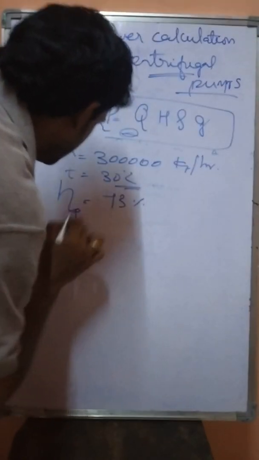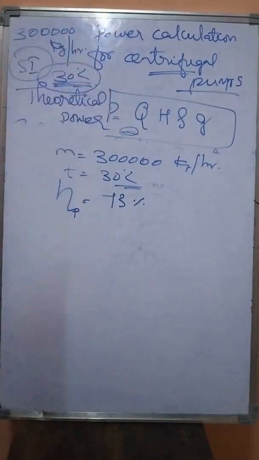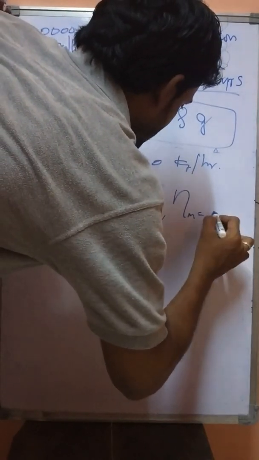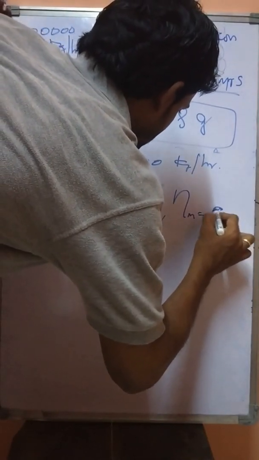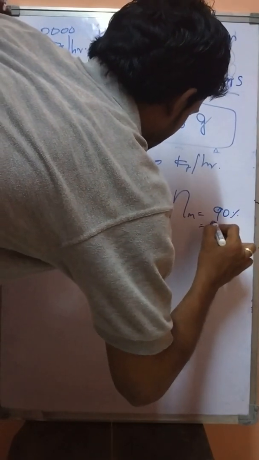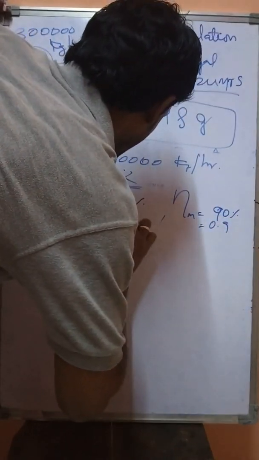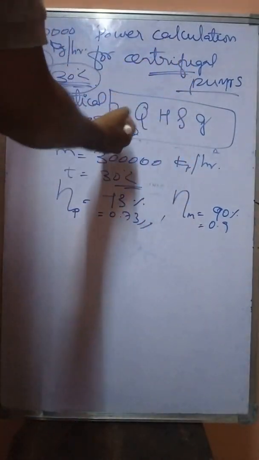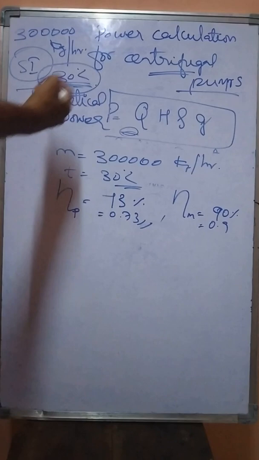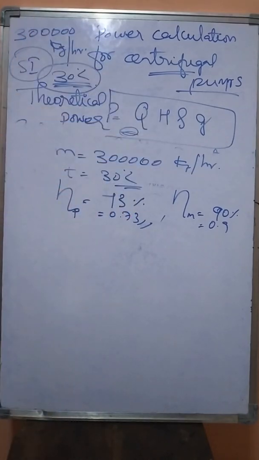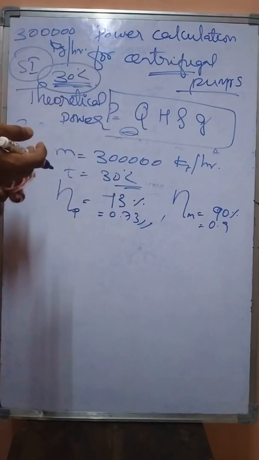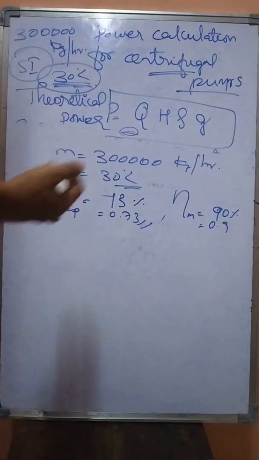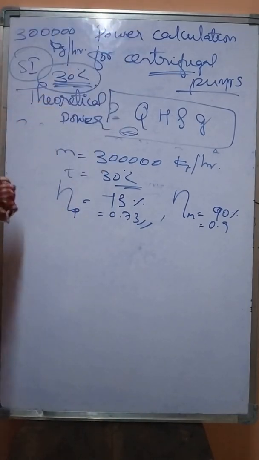There is efficiency of motor also. Efficiency of motor we can take as 90%, so that will be 0.9. This will be 0.73. So these are the values we have. From this we have to calculate the theoretical power required for the pump. Based on this we can decide what is the motor power rating that is required for this pump to pump the liquid.